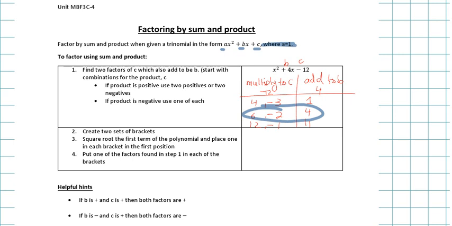So that means my factors are 6 and negative 2, and this is how I'm going to factor it. So, bracket, you're going to do x for the first because this is x squared, so that's going to be x. And then you're going to put the first factor in the first bracket, so that's going to be plus 6. And then you're going to put the second factor in the second bracket, so that's going to be minus 2. So my factor is x plus 6 times x minus 2.